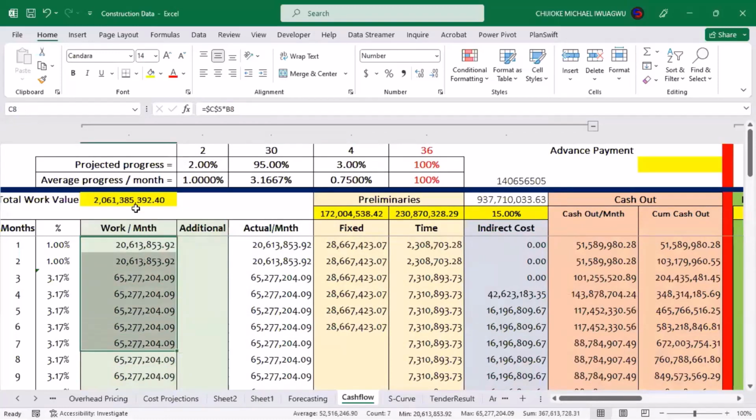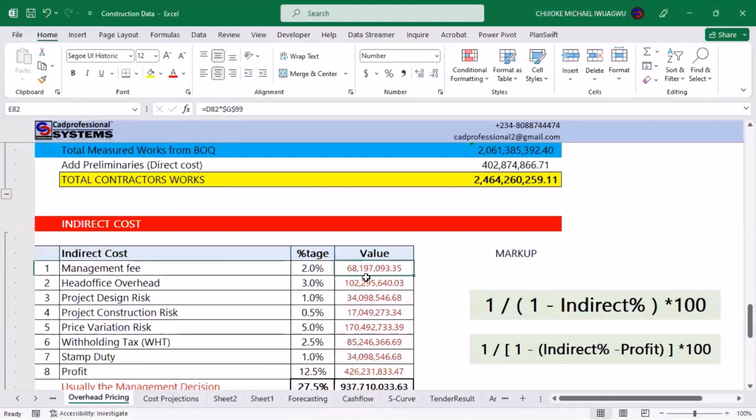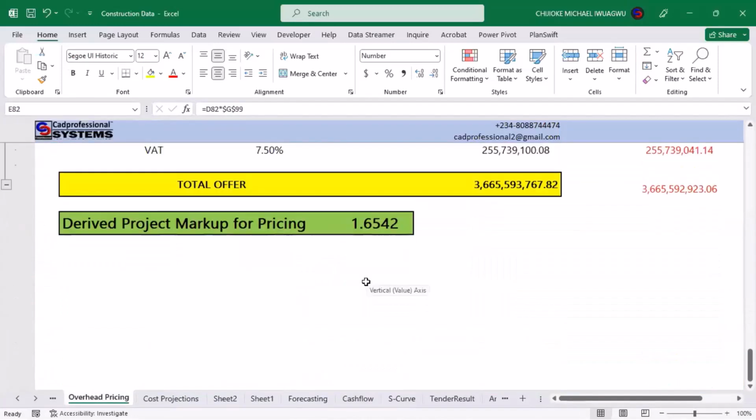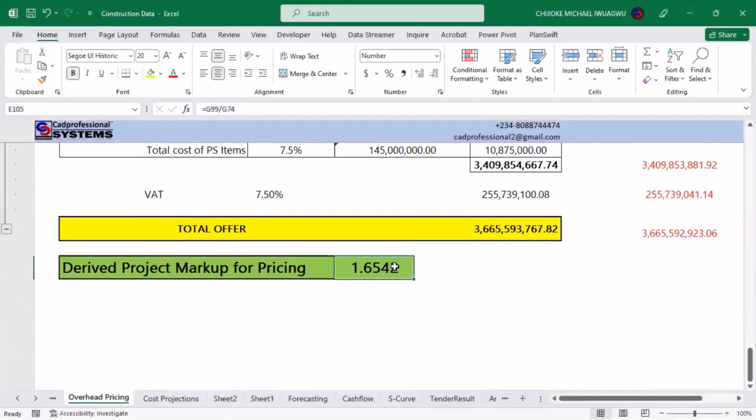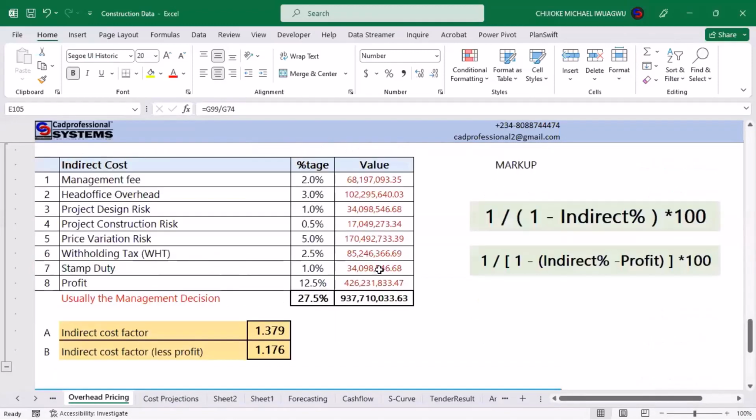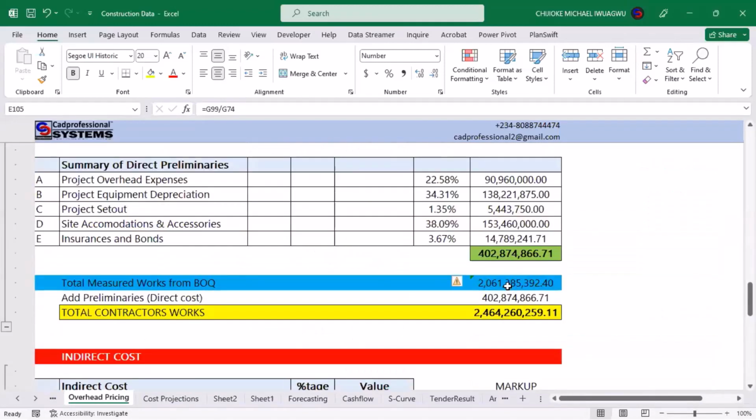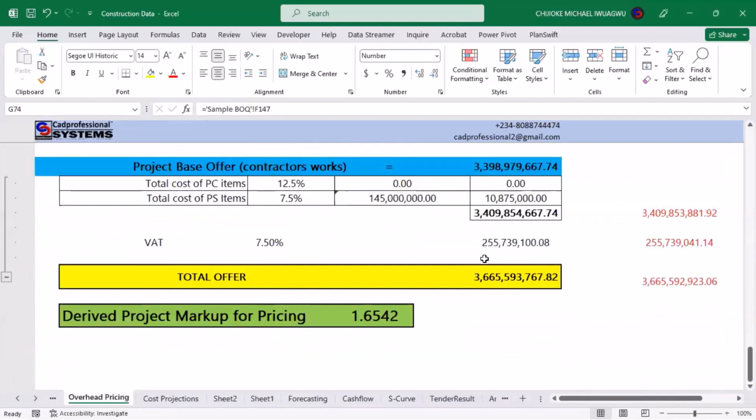Now, remember, when I come down to this place, the actual cost that I have here is the actual cost of the work to me. And under my overhead, remember there was a factor that we developed, this factor of our markup. This is the factor that we use to multiply every cost of work that we did to achieve this total sum, 3.6 billion. So this factor will always be relevant in your calculation.